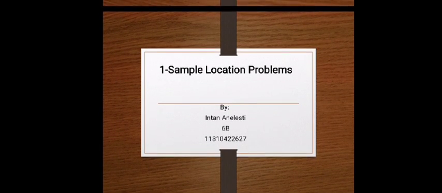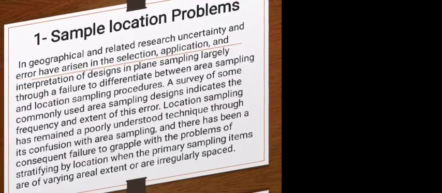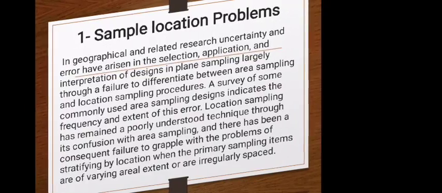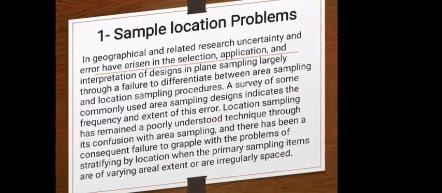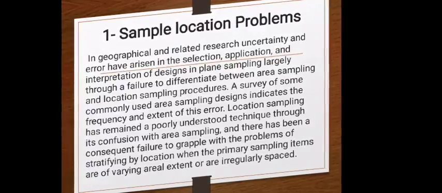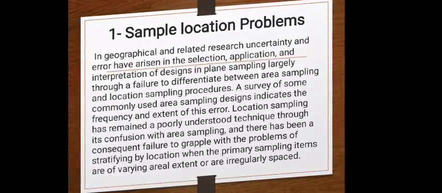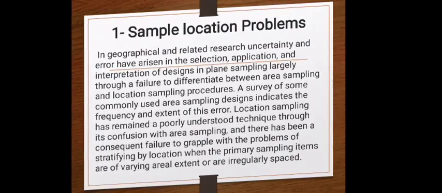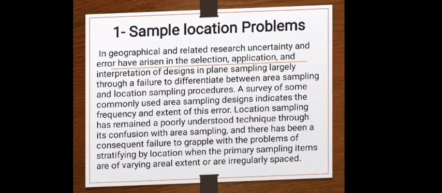The title is Sample Location Problems. In geographical and related research, uncertainty and error have arisen in the selection, application, and interpretation of designs in plane sampling, largely through a failure to differentiate between area sampling and location sampling procedures. A survey of some commonly used area sampling designs indicates the frequency and extent of this error.